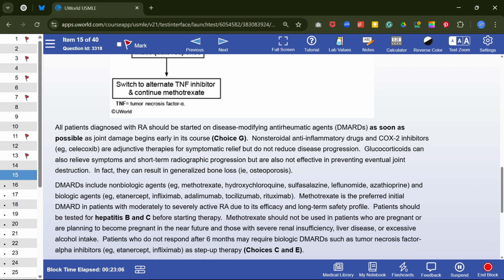Patients should be tested for hepatitis B and C before starting the therapy. MTX should not be used in patients who are pregnant or planning to become pregnant in the near future, or those with severe renal insufficiency, liver disease, and excessive alcohol intake. Patients who do not respond after 6 months may require biologic DMARDs like TNF alpha inhibitors, etanercept, infliximab, as step-up therapy.